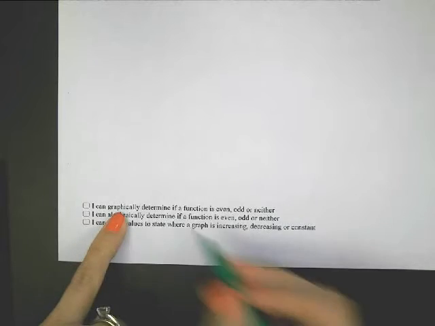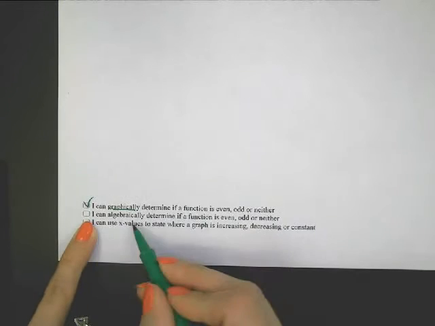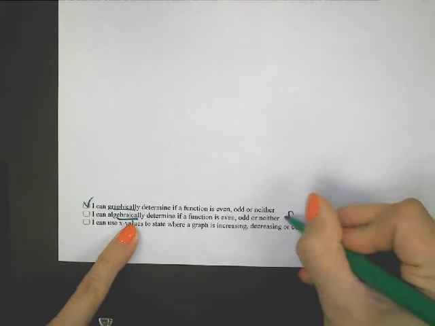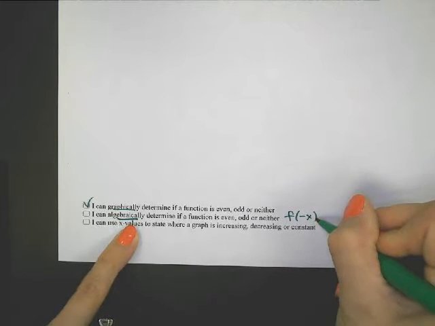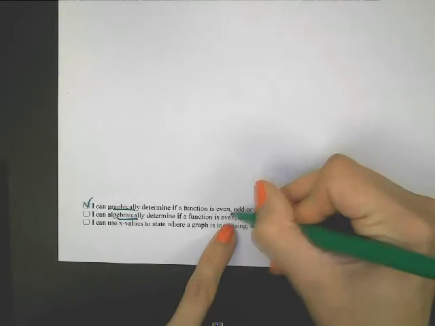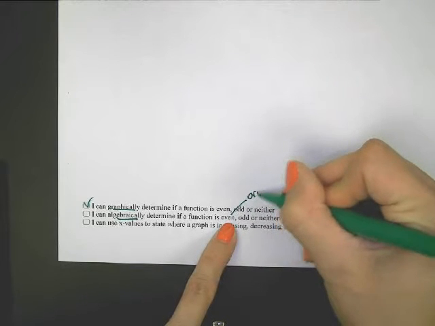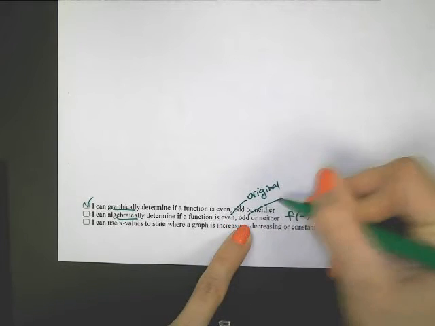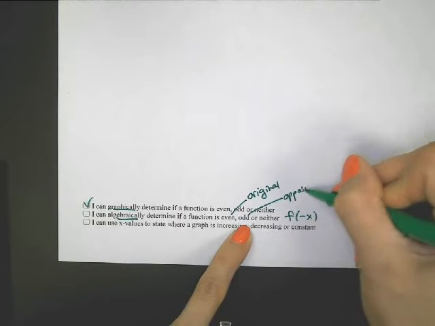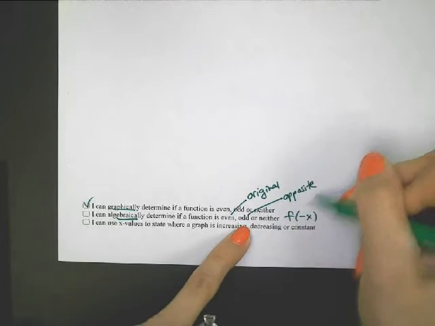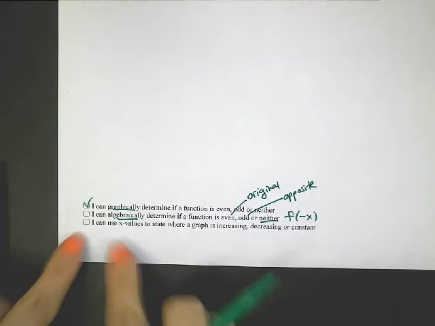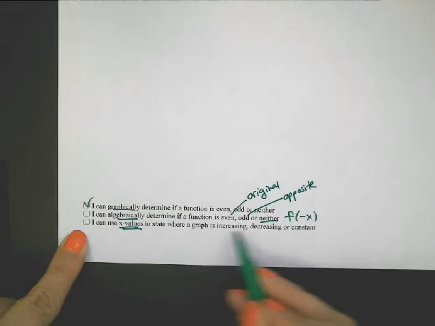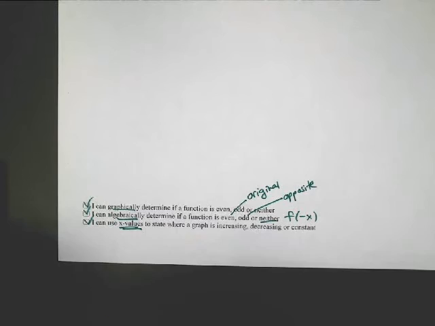Okay? So can you graphically determine even, odd, or neither? Graphically means you look at the graph. Good. Algebraically means you do f of negative x. And there's 3 things you're looking for. Even is the original. Odd is the opposite. And if it's half original, half opposite, then you say it's neither. And can you use x values to state increasing, decreasing, constant? So it's kind of like domain, but just where they want to know up, down. Great job, everyone.